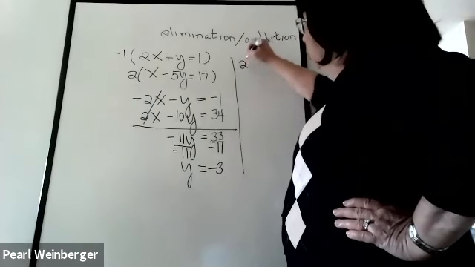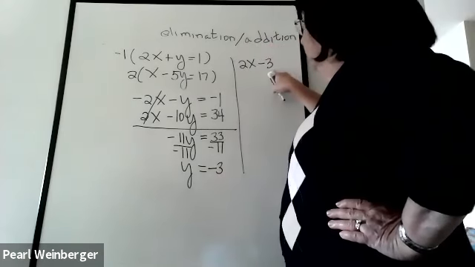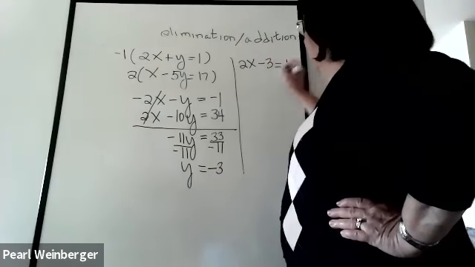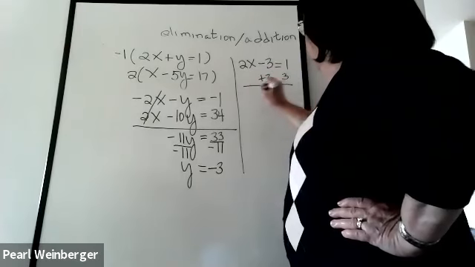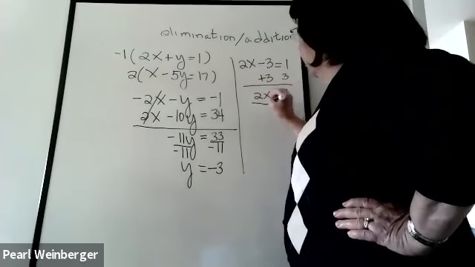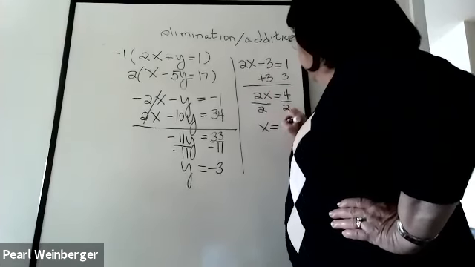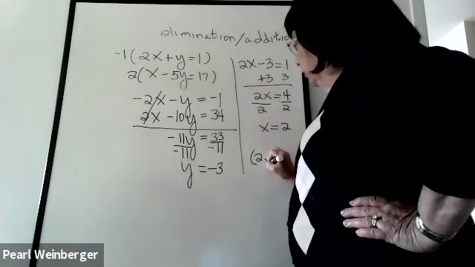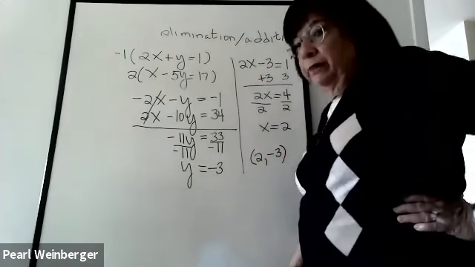It'll become 2x minus 3, because I'm substituting for y, negative 3 equals 1. Bring the 3 to the other side. This will give me 2x equals 4. And that'll give me x equals 2. And so my system of equations has a solution. X is 2, y is negative 3.